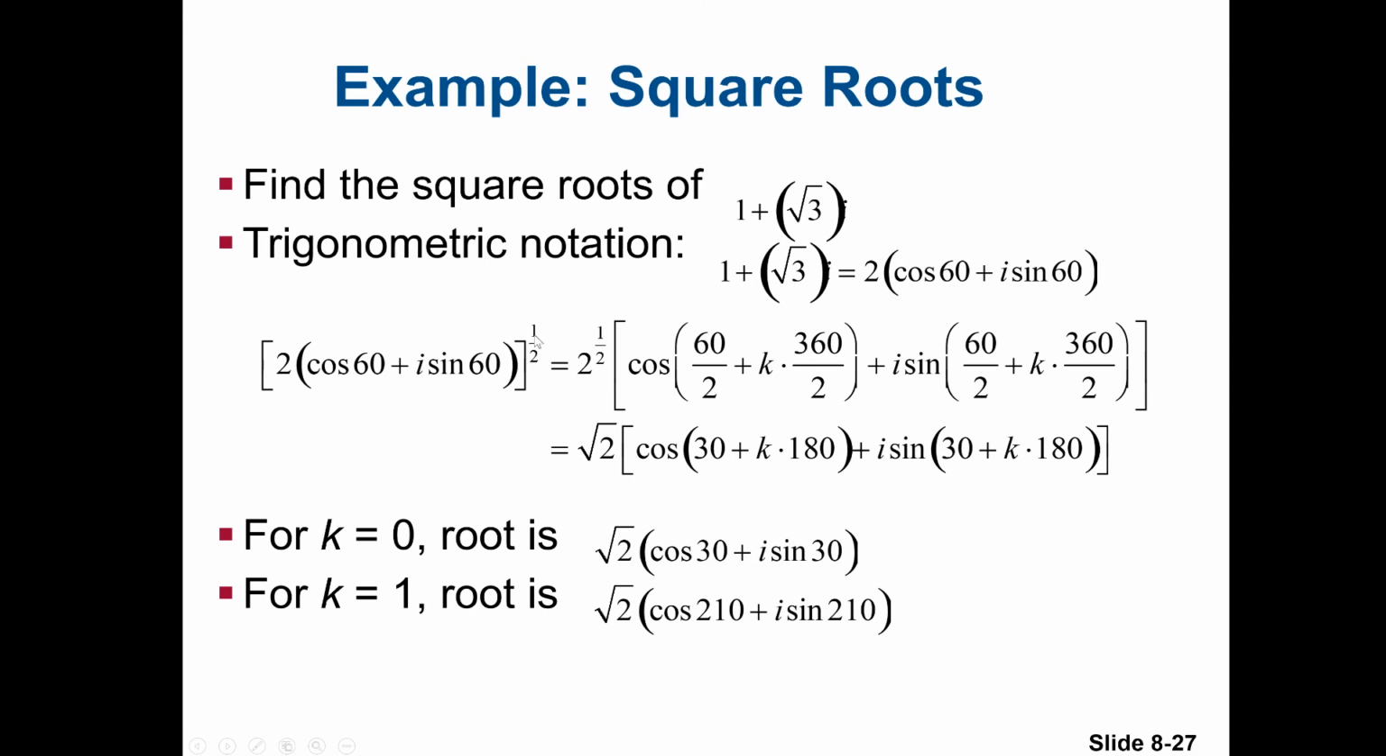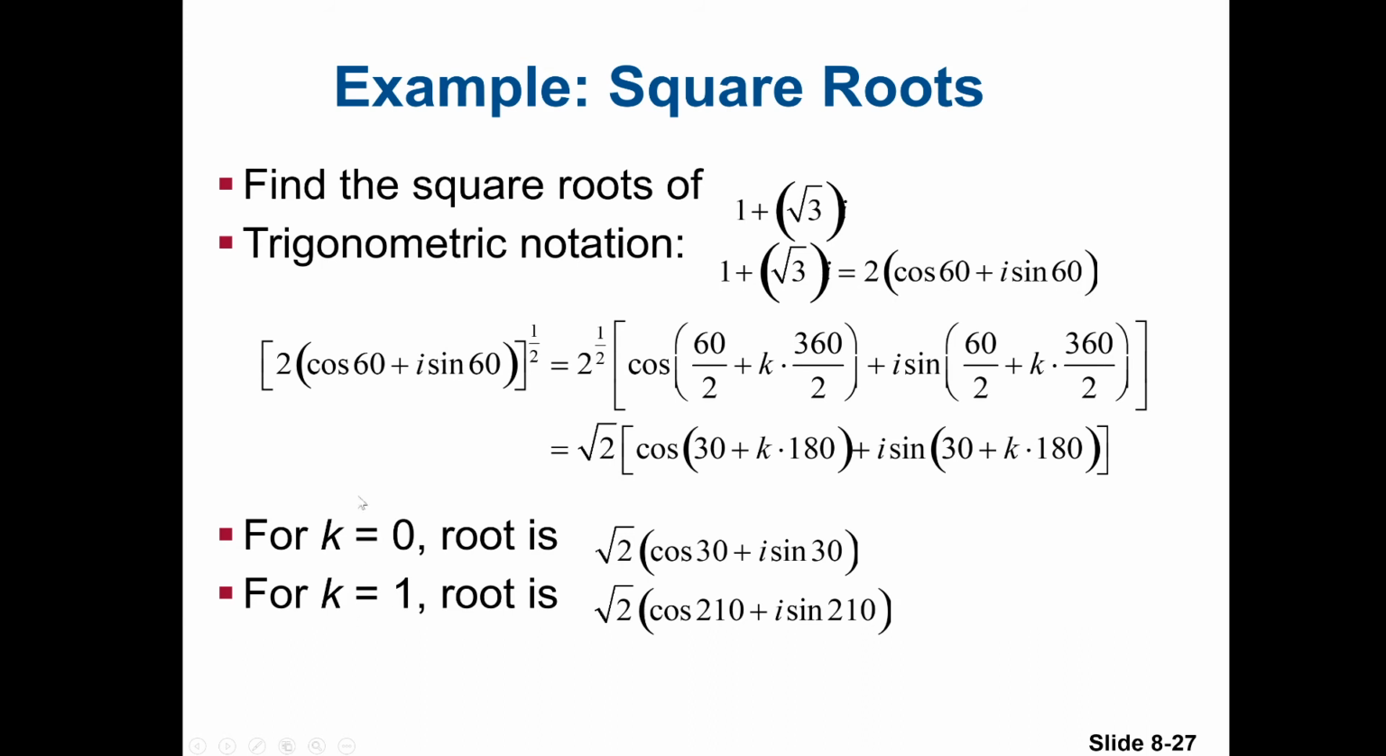So using that pattern, we do notice that it's 2 to the power of 1/2, so it's root 2. And then for the rest, using that structure, we do have theta over n plus k 360 over n. For the imaginary part, similar, but with the i. So reduce it, and we do have cosine of 30 plus k times 180, and then plus i sine of 30 plus k times 180.